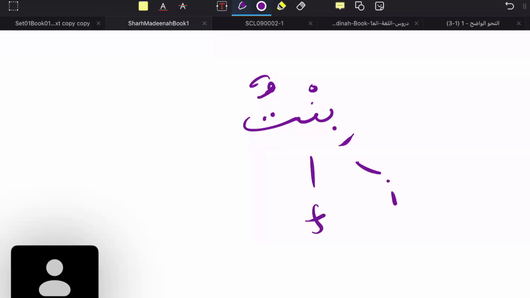So for example, I'll give you one more example to start with something simple. Let's say bintun. Bintun is, we know that this is what? Definite or indefinite? It is indefinite. This is female and this is Dhamma and it is singular. Make sense? Do I have all my attributes right?